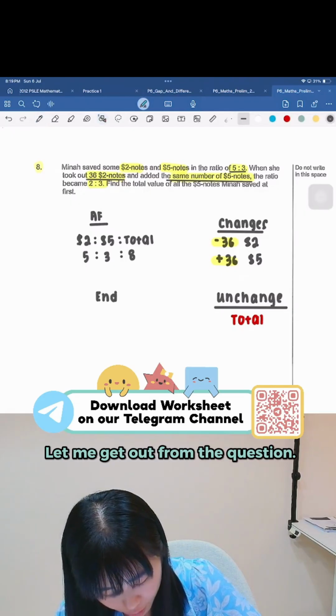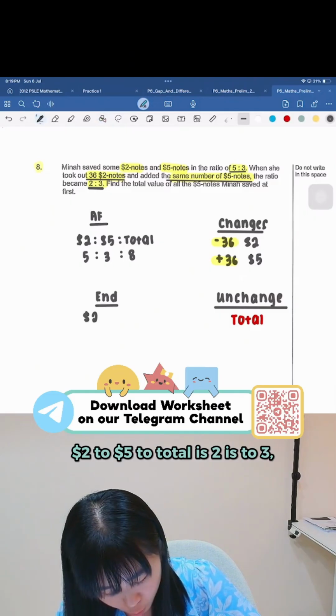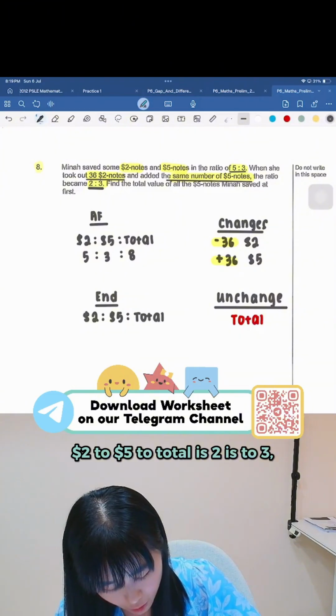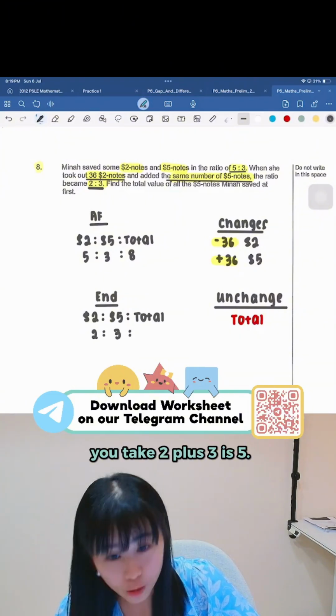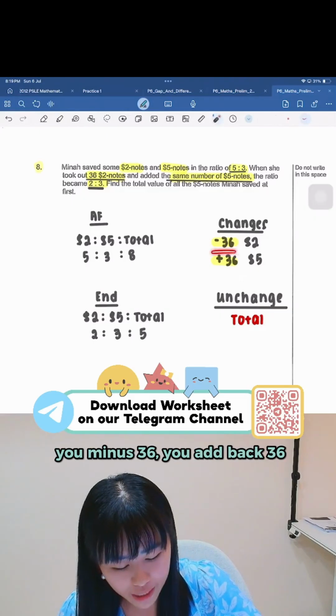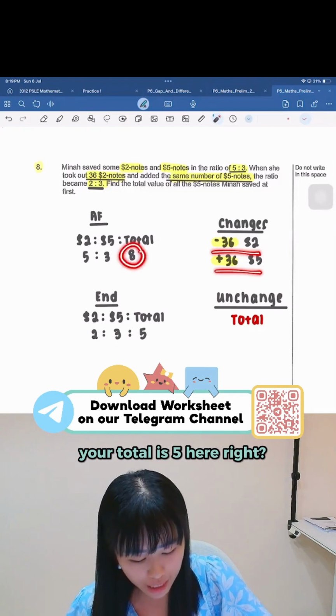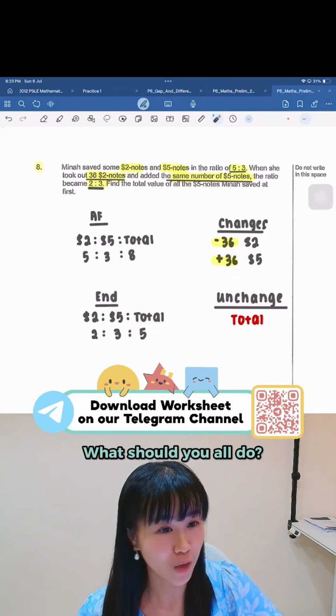Let me get it from the question. Now they say the ratio is 2 to 3. So $2 to $5 is 2 is to 3. You take 2 plus 3 is 5. Because you minus 36 and add back 36, the total shouldn't change. But here your total is 8, and your total is 5 here. What should you all do?